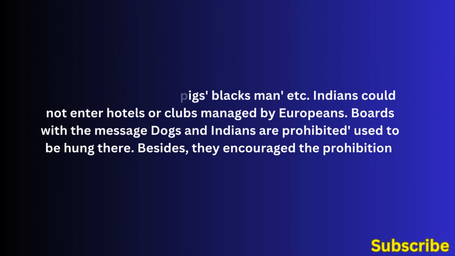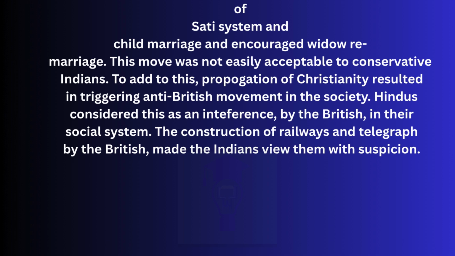Besides, they encouraged the prohibition of the sati system and child marriage and encouraged widow remarriage. This move was not easily acceptable to conservative Indians. To add to this, propagation of Christianity resulted in triggering anti-British movement in the society. Hindus considered this as an interference by the British in their social system. The construction of railways and telegraph by the British made the Indians view them with suspicion.